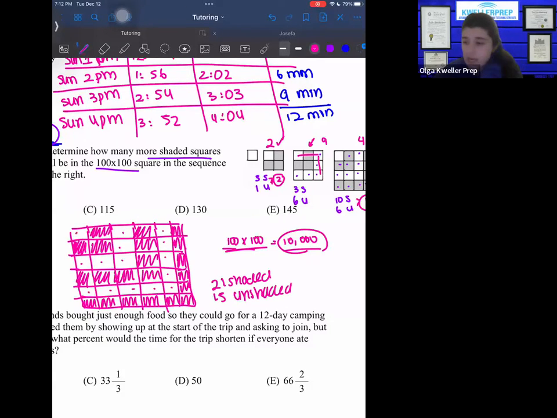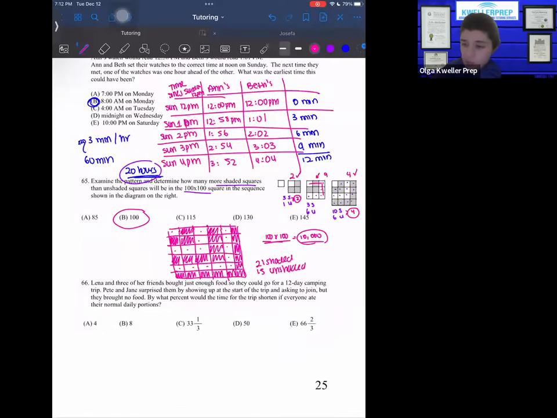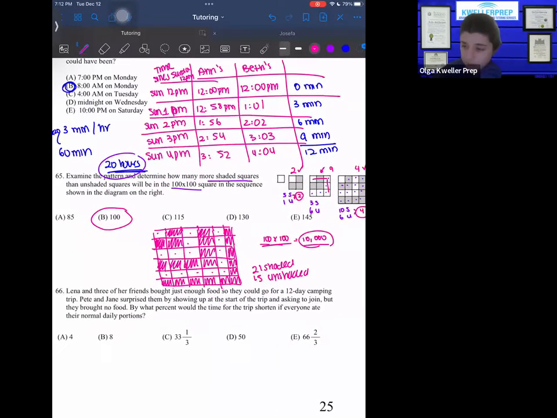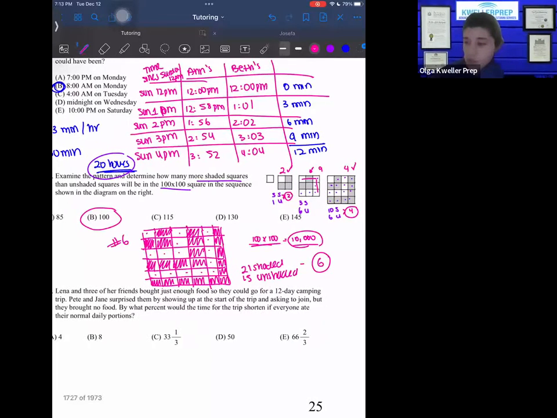And the question is asking us about the difference, right, between shaded and unshaded. How many more shaded than unshaded? So they're asking us the difference. So the difference here is 6. This is square number 6, and the difference is 6. And square number 2, the difference was 2, and square number 4, the difference was 4. So that's the pattern: the number of the square in the sequence is the difference.